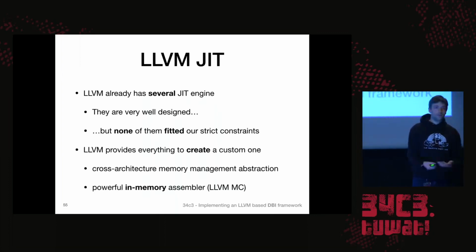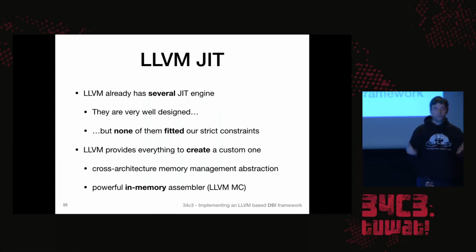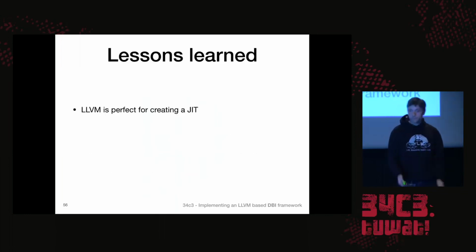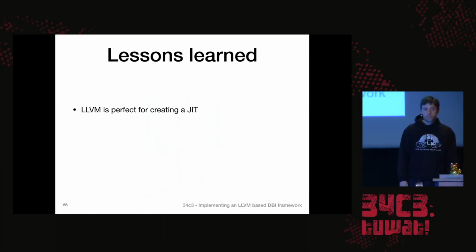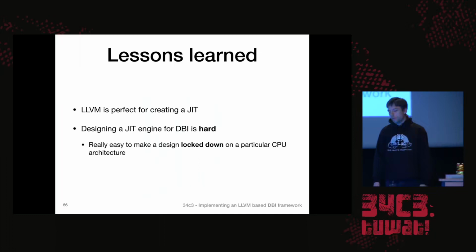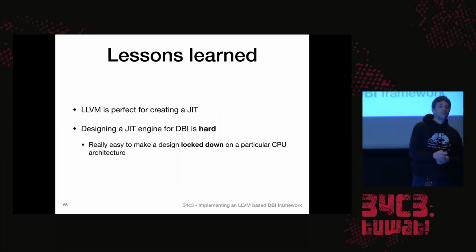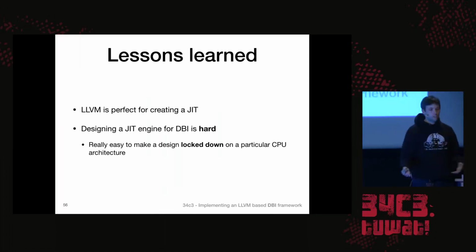But inside LLVM, you have all the functions you need if you want to create a just-in-time engine: all the cross-architecture memory management abstractions, and also this powerful in-memory assembler, which is LLVM MC. So what we learned from that is that if you want to create a just-in-time engine, LLVM is really perfect for the job. But designing a just-in-time engine for a DBI, taking into account the cross-architecture problem, is really difficult, because you can easily be locked into a CPU architecture if you start assuming that you can simply access memory with a 32-bit offset, for example.